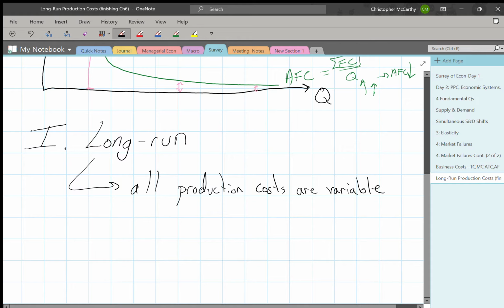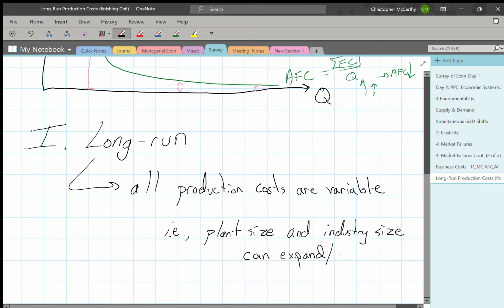So what does this mean? This means the long run costs, so things like plant size, and even the industry size, can be changed, depending on market conditions, right?